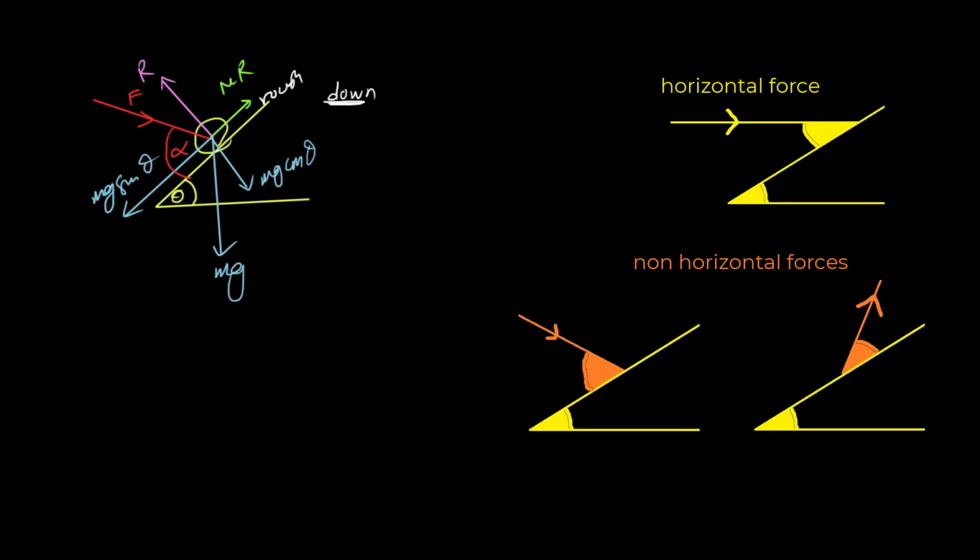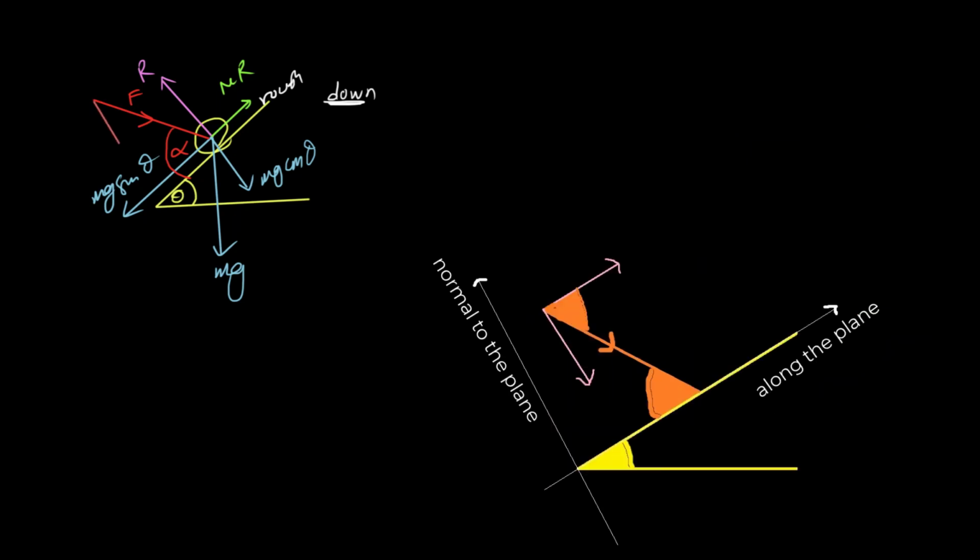Here, for components, we're going to have normal to the plane and along the plane. If this is alpha, then this is going to be alpha too. So that's it, it's not that different. The angle is different, so the components are different. So this is going to be F cos alpha, and this is going to be F sine alpha.